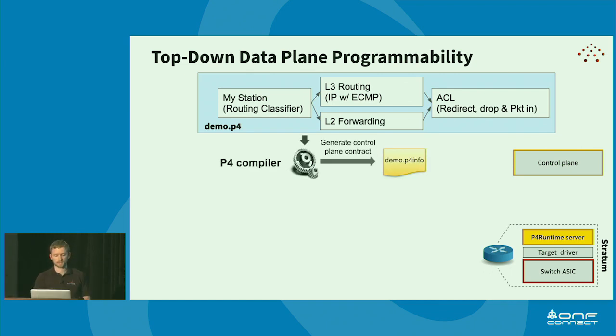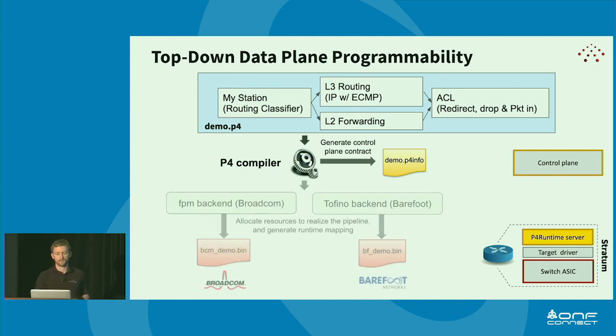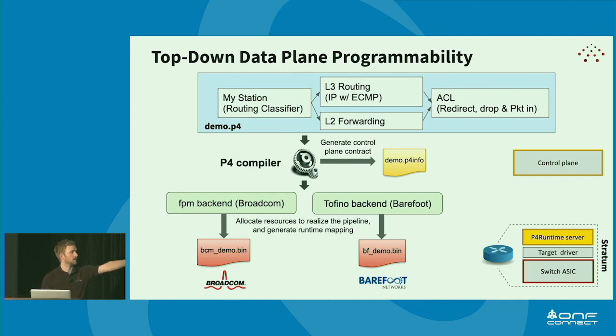This gets compiled where we generate our runtime contract or P4 info file. And then the compiler's job is to push this down to the backends, like the FPM backend we have for Broadcom or the Tofino backend for Barefoot. And this is where we allocate the resources to realize the pipeline, as well as generate the runtime mapping from our contract down to the data plane SDKs. We get a binary output from the compiler for those.